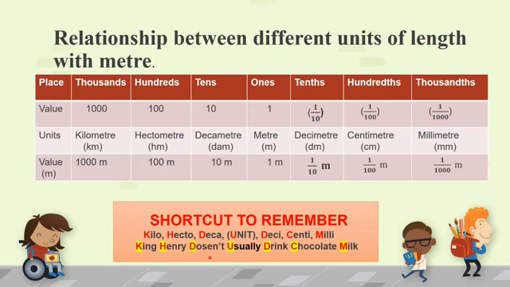King Henry doesn't usually drink chocolate milk, where King, K, stands for kilo, Henry, H, stands for hecto, doesn't, D, stands for deca. Usually, U will be your base unit, whichever topic you're dealing with. Since you're dealing with length, it is meter, and then that is your prefix, and then you will add what a prefix, by the way, ma'am.